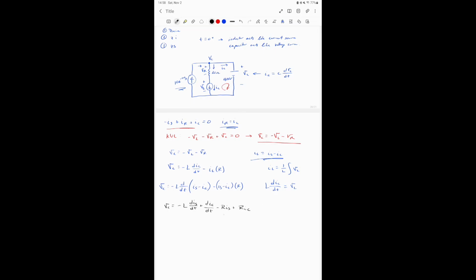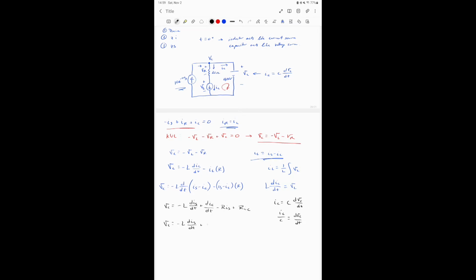Okay, so now let's do what we were talking about before. Let's first plug in this equation. So our IC is equal to C dVC over dt, right? So I over C is equal to dVC over dt. So let's plug that in real quick, just so that we have everything in terms of IS and IC, and then we'll move on from there. So VC is equal to negative L dIS over dt plus dIC over dt.